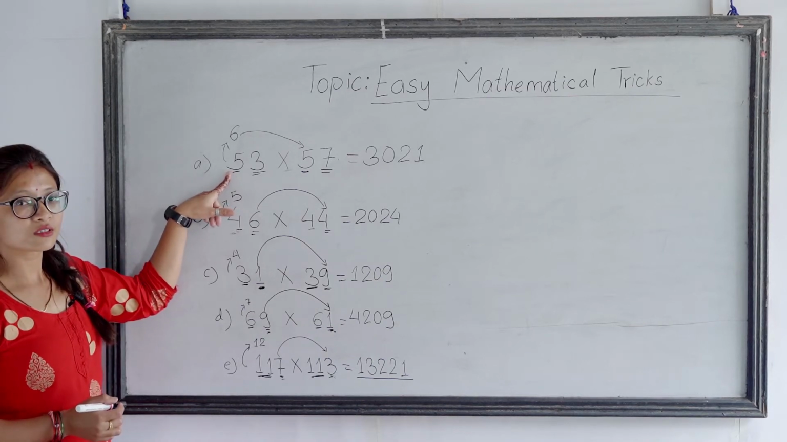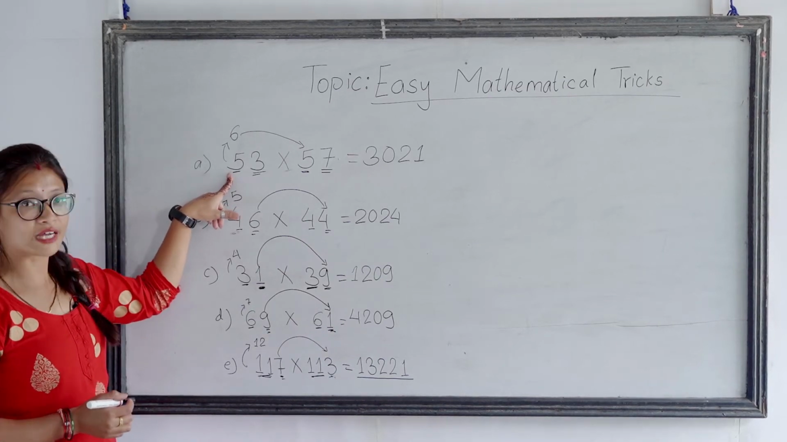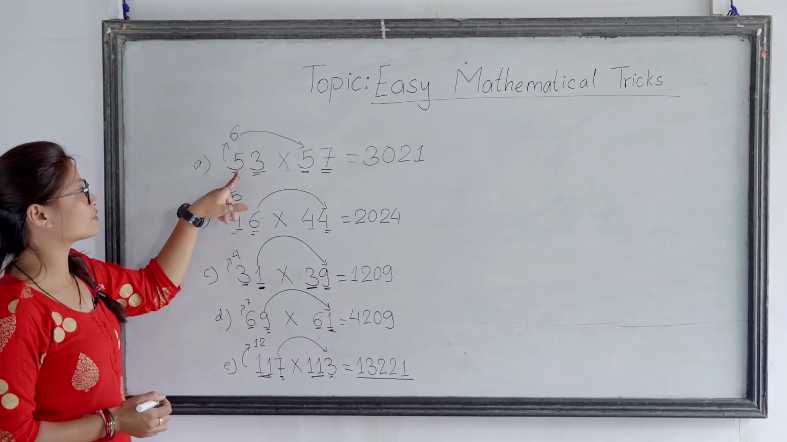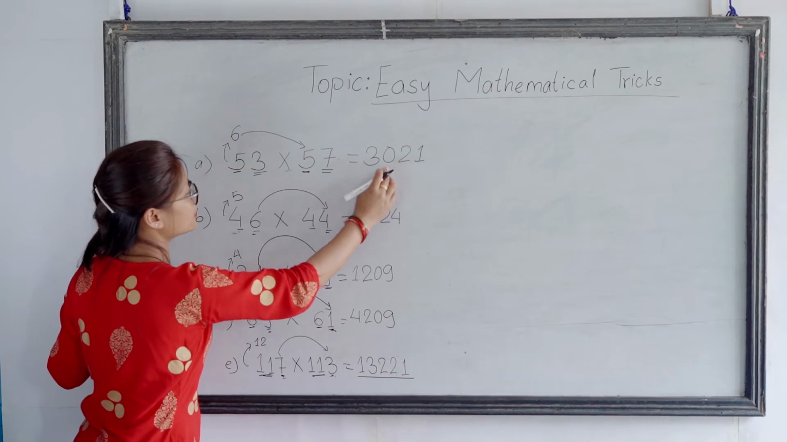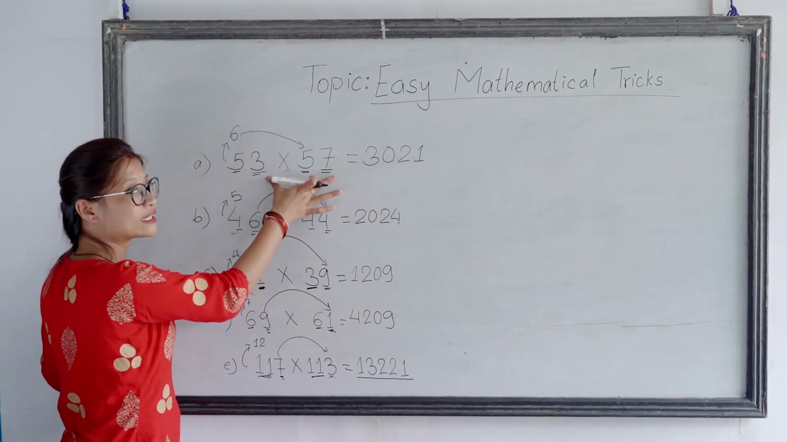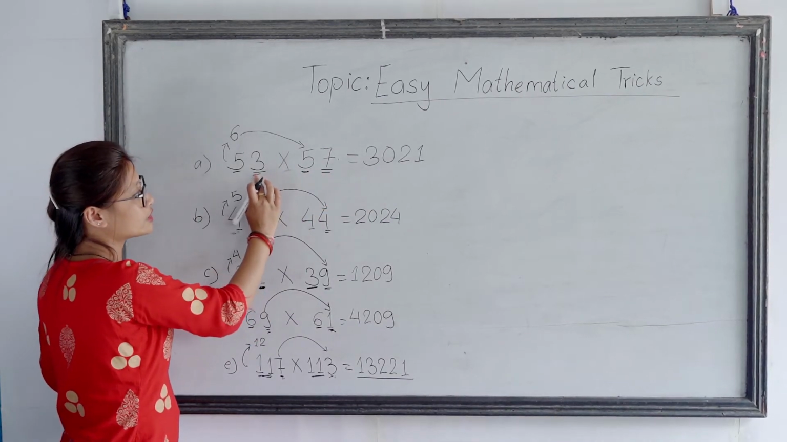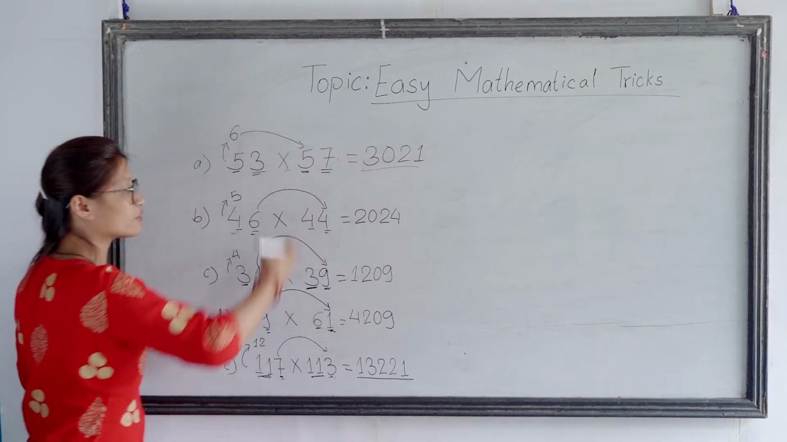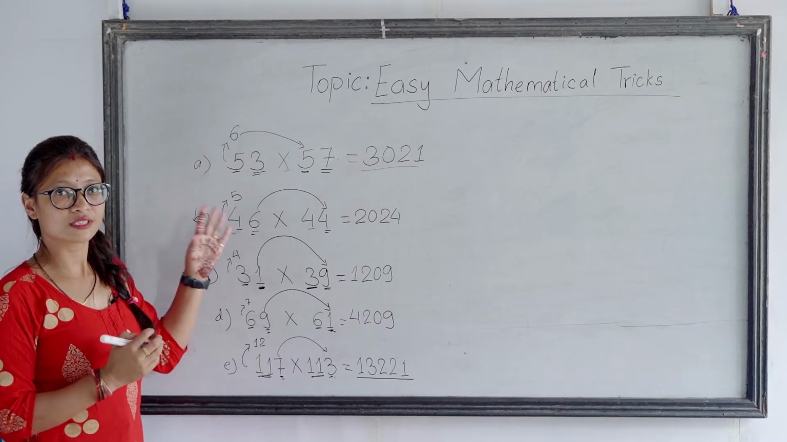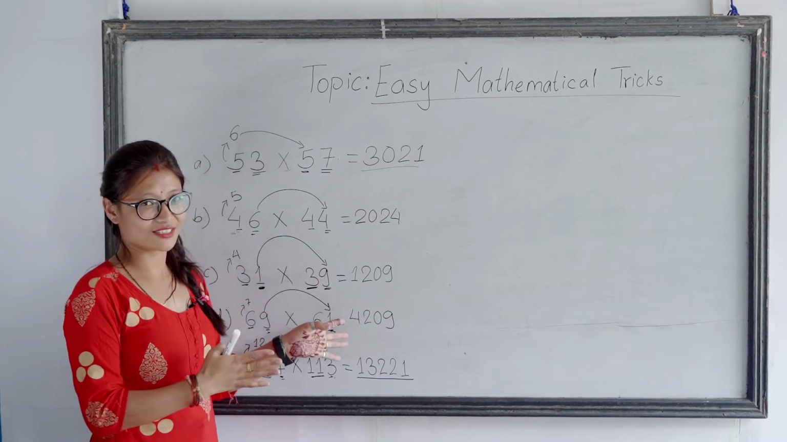Okay students, now again let me remind you with one example. When we multiply 53 times 57, always the first number, what is the first number here? 5. Now the number that comes after 5 is 6. Multiply this 6 with 5, 30, and the remaining last digits are 3 and 7. 3 7s are 21. So this is our answer, and we can follow these tricks.